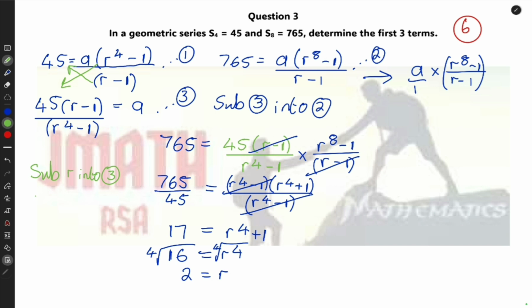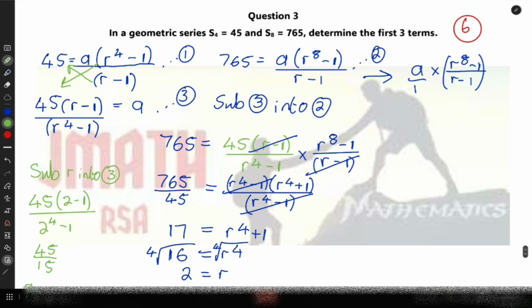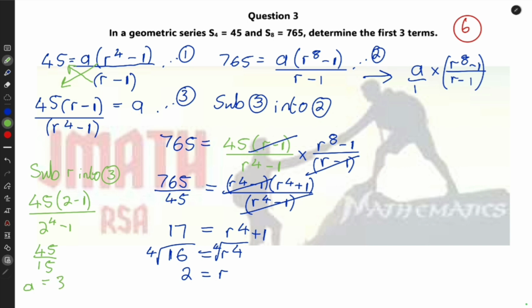If I do that, then I have 45(2 minus 1) over 2 to the power 4 minus 1. So up top, 2 minus 1 is just 1. So it's 45 divided by 16 minus 1, which is going to be 15. And therefore, a is equal to 3. Okay, great. Now I have a, I have r.